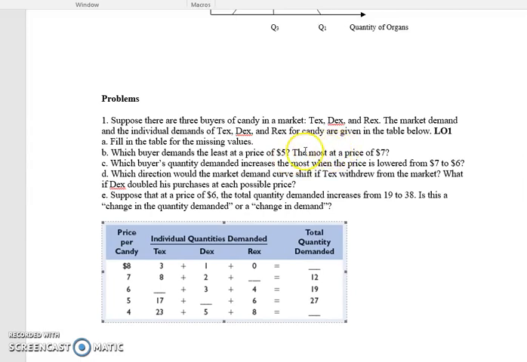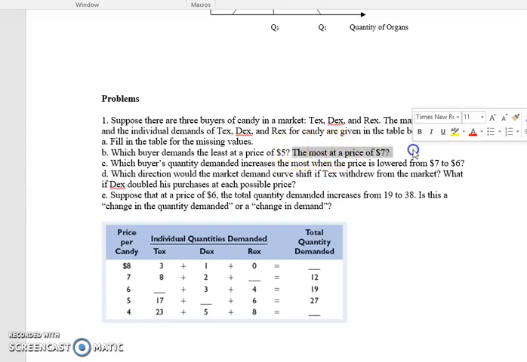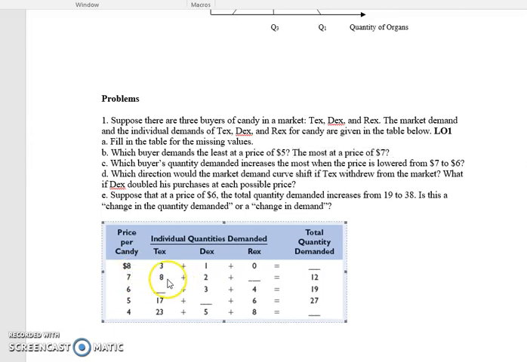Now for the second part, which buyer will buy the most at price 7? When the price is 7, we are on the second row, and Tex will buy 8, Dex will buy 2, and Rex, as we said before, will buy 2 also. As a result, at price 7, Tex will buy the most, 8 candies. So that was the answer for part B.